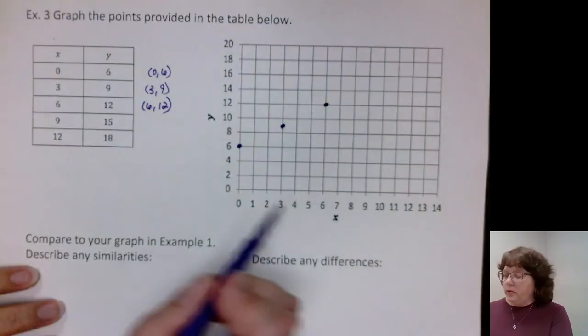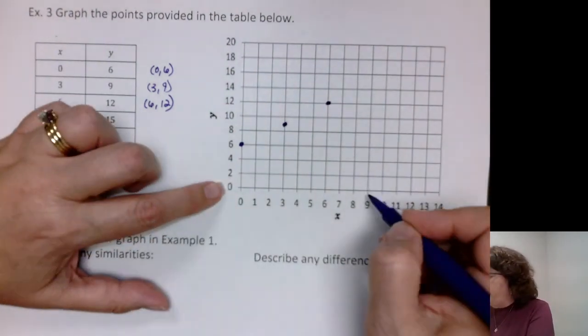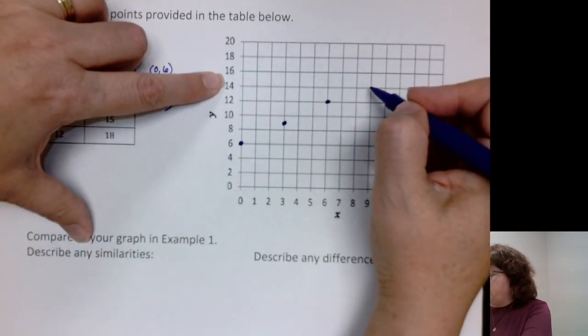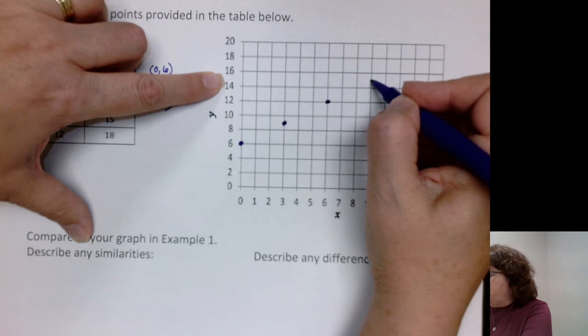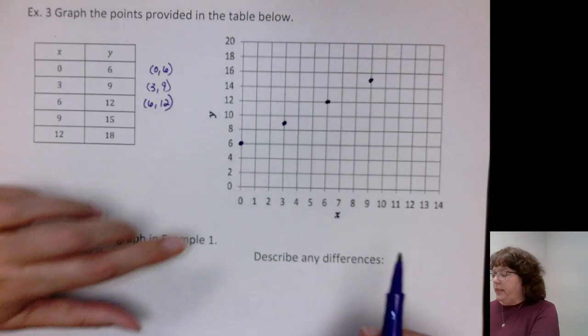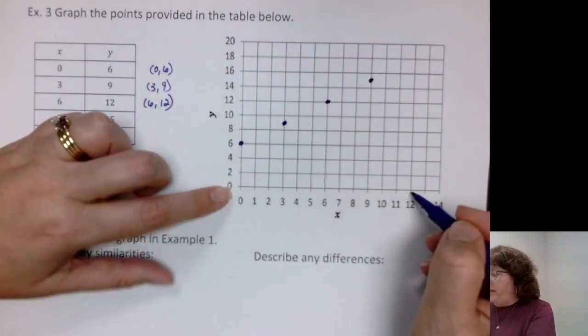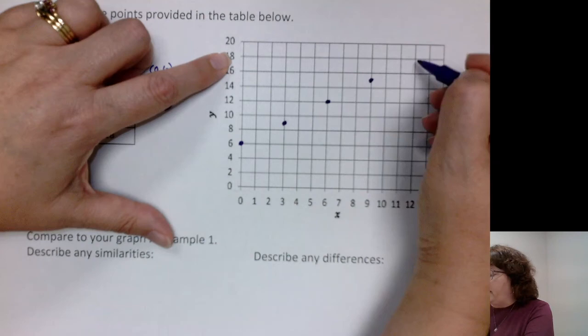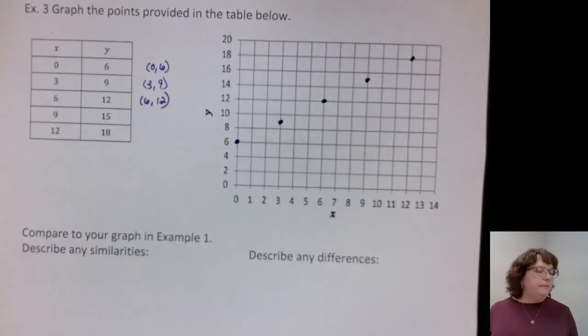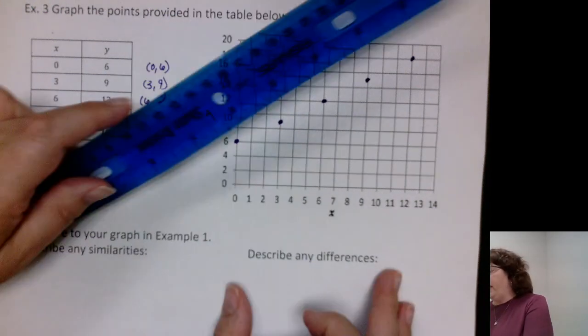Okay, and the next one is 9, 15, so right 9 and up. 15 falls between 14 and 16, so that would be about right there. And then 12, 18, so right 12 and up, and 18's on there, so I can go up to that. And there's my last point. Now, since we don't have a scenario, we cannot say 0, 0 is part of this graph, correct? All right, but we can use our ruler and we can connect those dots.